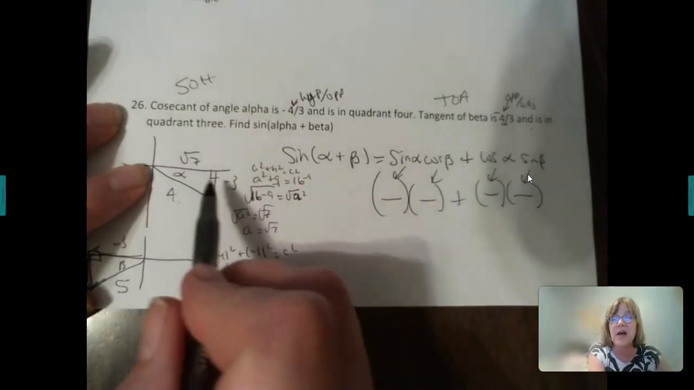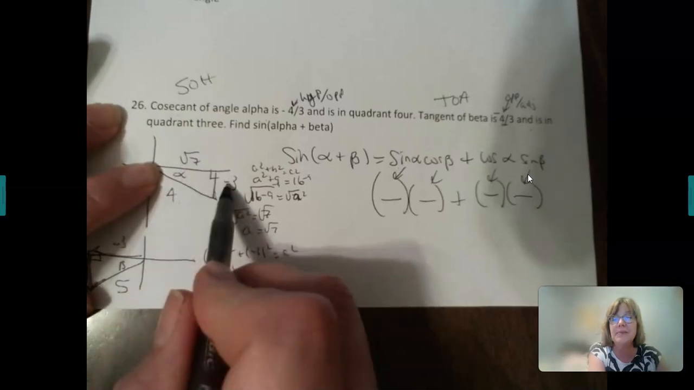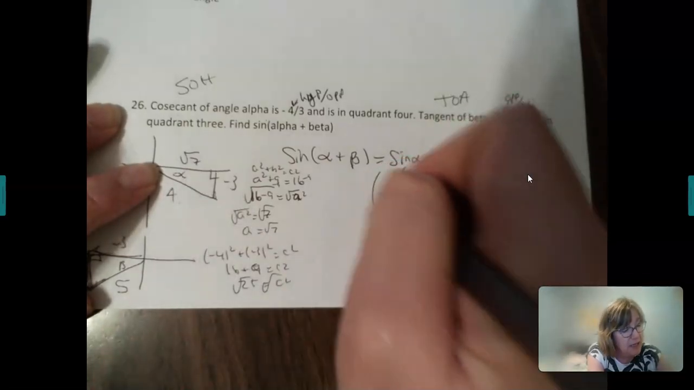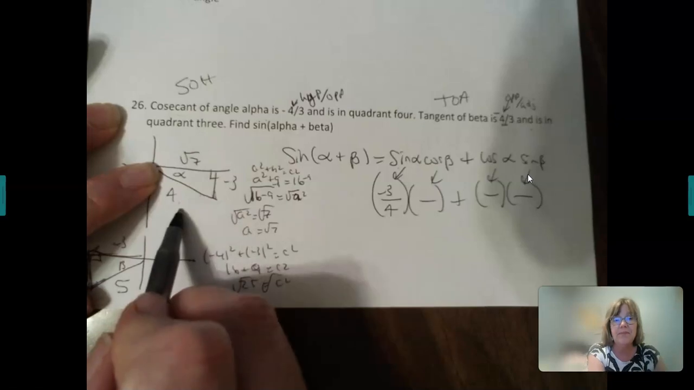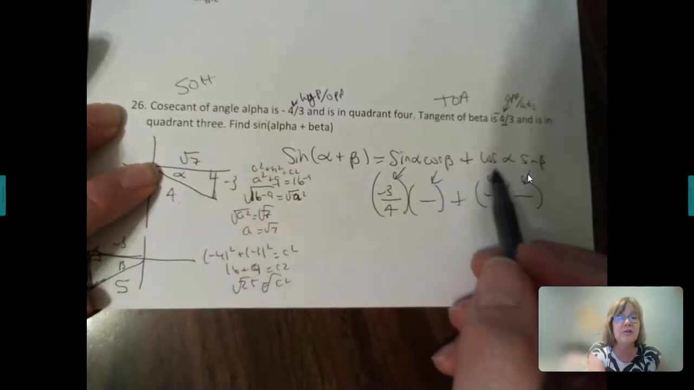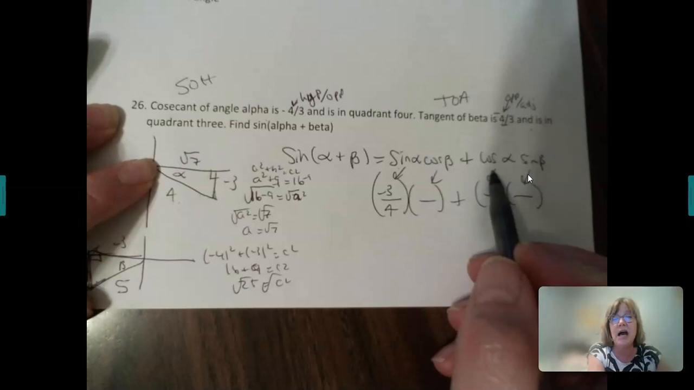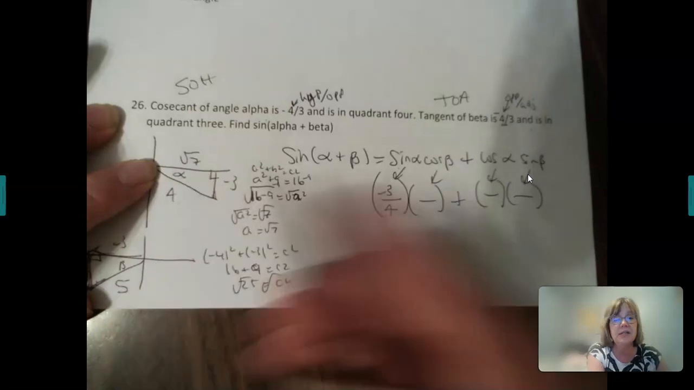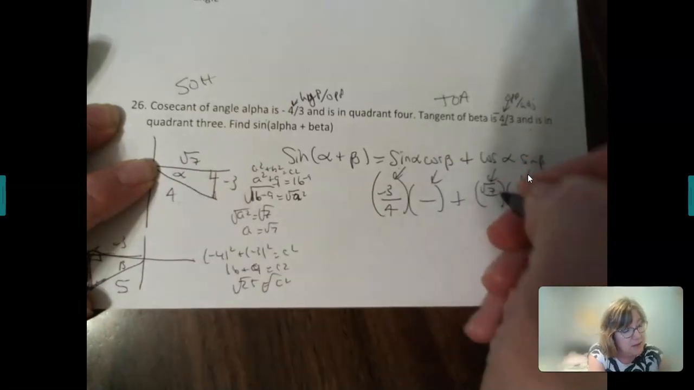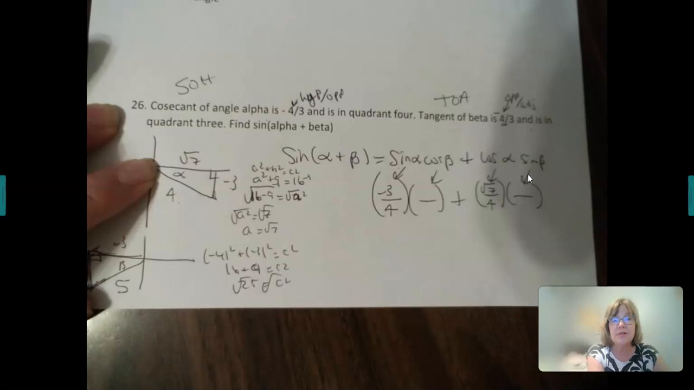Okay, so sine of alpha. SOHCAHTOA. So what's opposite? -3. Hypotenuse is what? 4. Okay, that's for alpha. Let's go over here and do the cosine of alpha. Cosine of alpha is SOHCAHTOA, right? So adjacent over the hypotenuse.